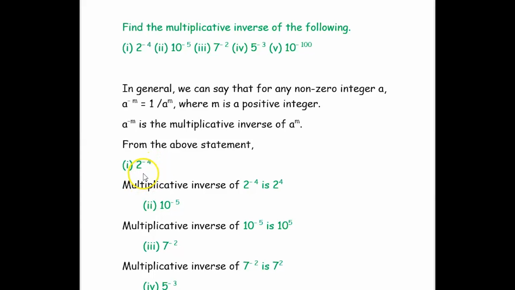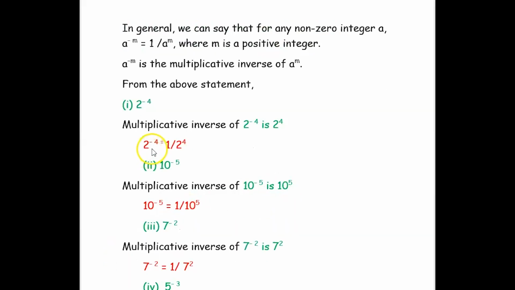So the given question is 2 raised to the power negative 4. Here it is of the form a raised to the power negative m. So we know that if it is a raised to the power negative m, then its multiplicative inverse is a raised to the power m. So the multiplicative inverse of 2 raised to the power negative 4 is 2 raised to the power 4. And we can write 2 raised to the power negative 4 equal to 1 divided by 2 raised to the power 4.